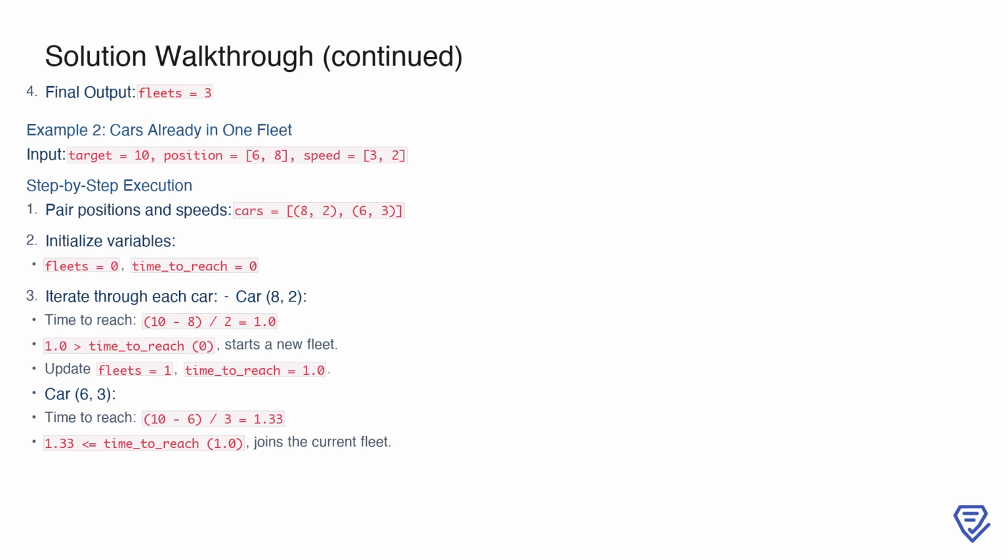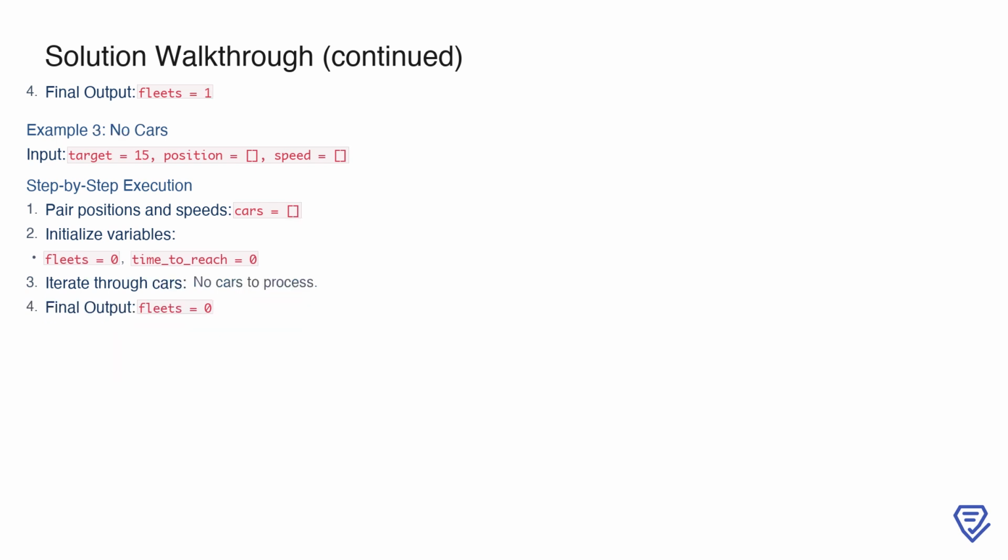Next, the car at position 6 with speed 3 requires (10 - 6) / 3 = 1.33 hours. This time is greater than the current time_to_reach, so it does not start a new fleet and joins the existing one. As a result, the total number of fleets remains 1.